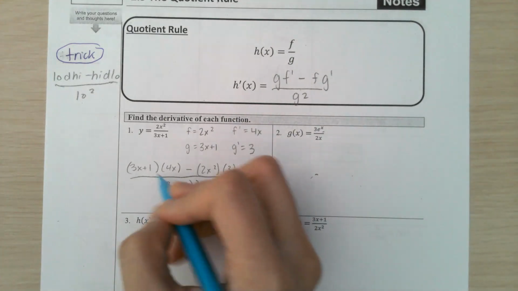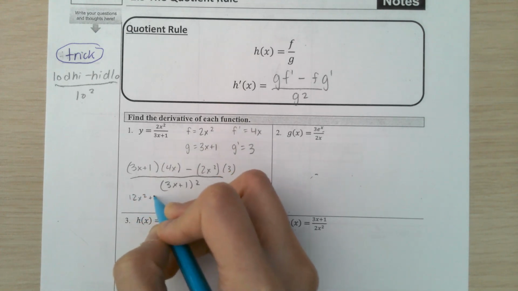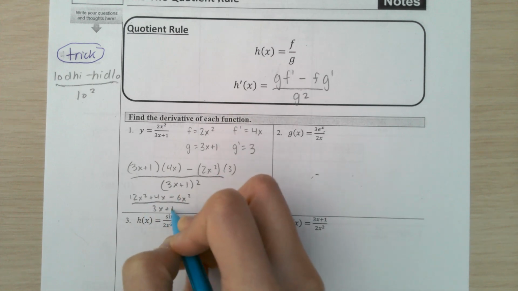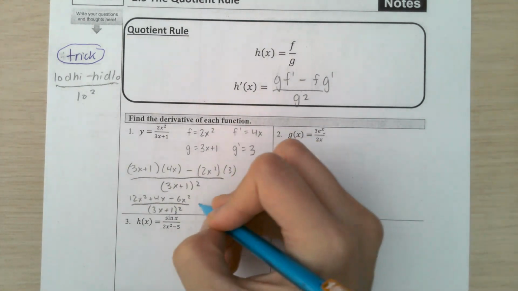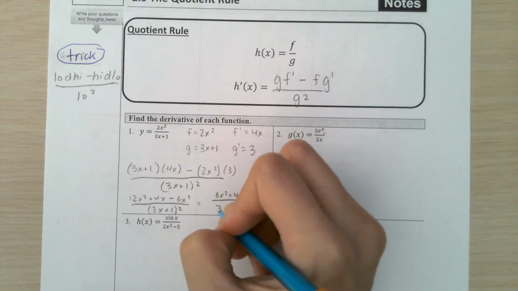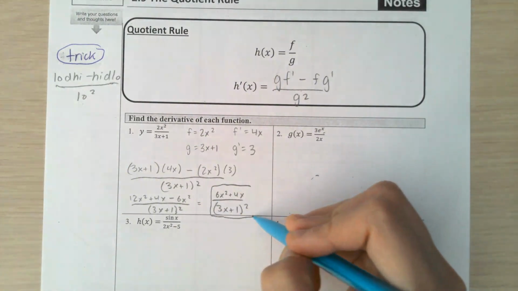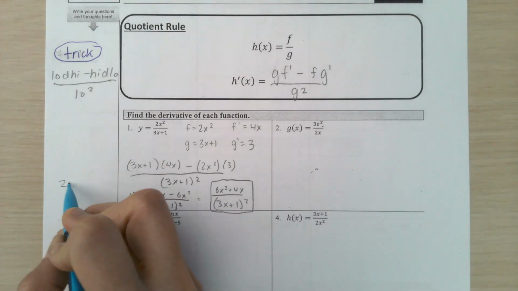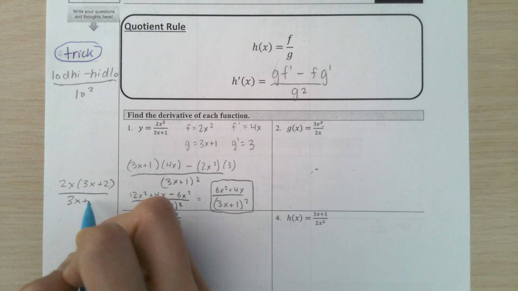And then we're just going to simplify it. So this you need to distribute. We have 12x squared plus 4x minus 6x squared. The denominator stays the same. Usually we want to put these in factored form. That's probably the best. So we have 6x squared plus 4x all over 3x plus 1 squared. So we can leave it like this, or we could pull out a factor. So 2x leaves us with 3x plus 2 all over 3x plus 1 squared.